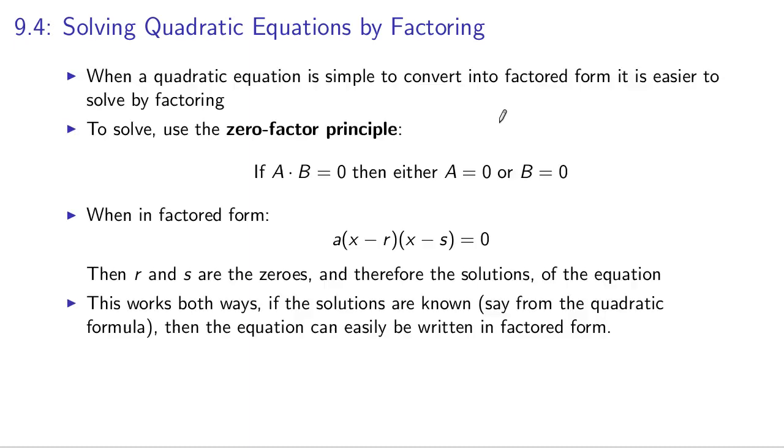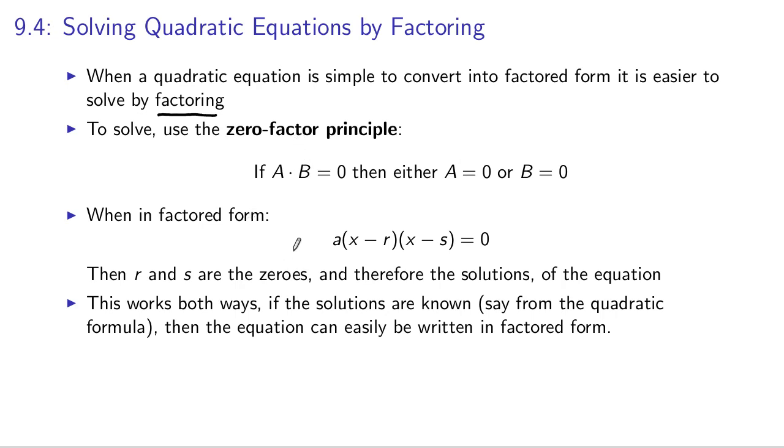Algebra 2, Chapter 9, Section 4, Solving Quadratic Equations by Factoring. When a quadratic equation is simple to convert into factored form, it is easier to solve by factoring. To solve, we use the zero factor principle, which states if you have two things multiplied that equal 0, then either one has to be 0 or the other, or both.